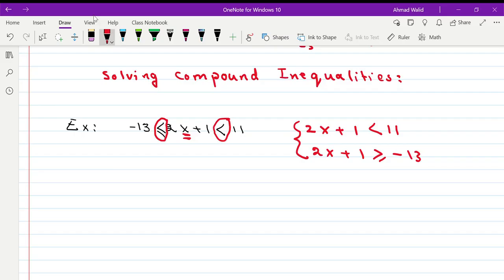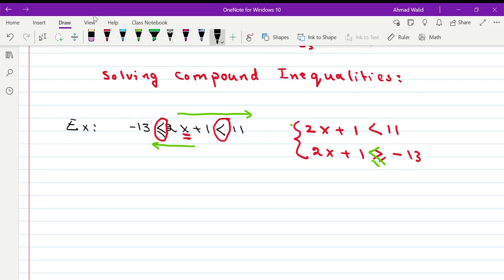Sometimes when you copy the second inequality, some students forget to read their inequality from the variable side. You see, when I'm writing the first one, I'm reading from left to right: 2x plus 1 less than 11. When I'm writing the second one, 2x plus 1 greater than or equal to negative 13, I'm writing from the variable side, from right. That's why they get confused. They put the sign again like this here, and they easily make a mistake.